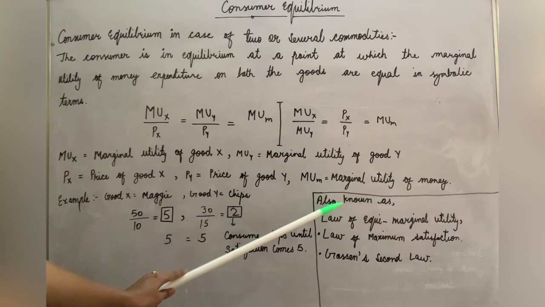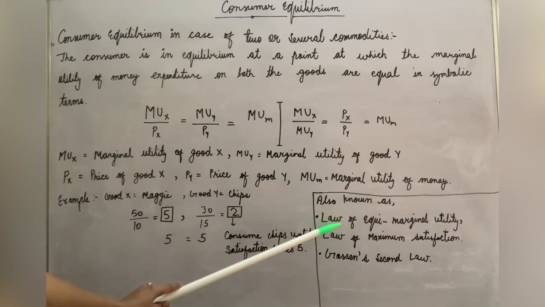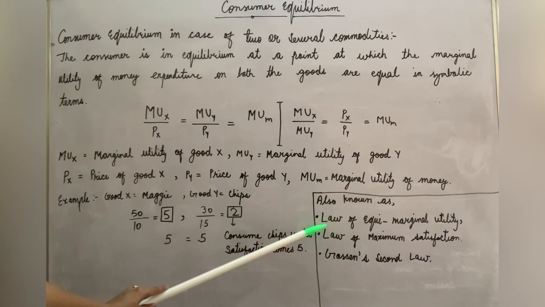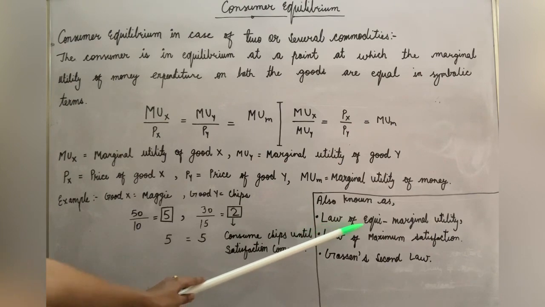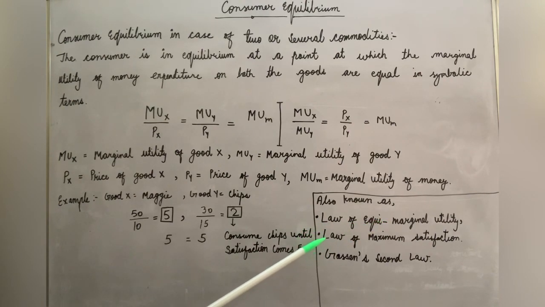Consumer equilibrium, when we are talking about two or several commodities, is also called the law of equimarginal utility. We can say law of maximum satisfaction or Gossen's second law. So Gossen's second law is equimarginal utility or law of maximum satisfaction. So what is Gossen's first law? Gossen's first law is the law of diminishing marginal utility that we have discussed in our previous videos.